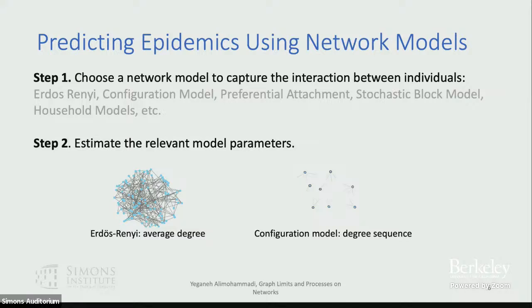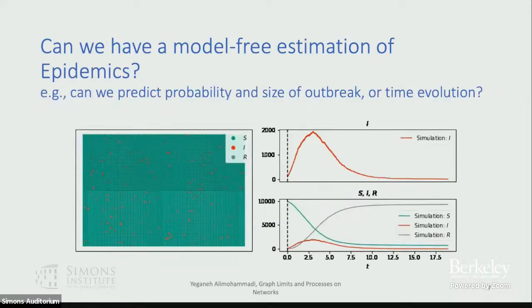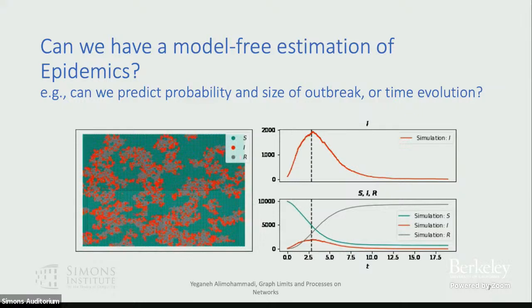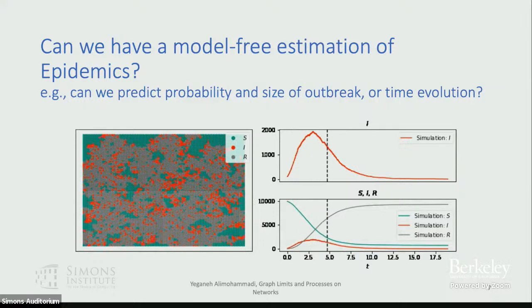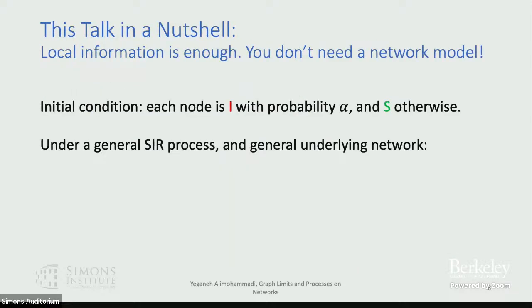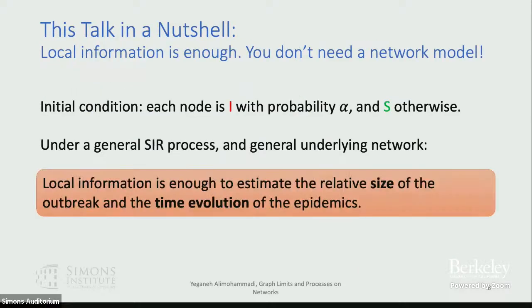So the main question we are asking here is: can we have a model-free estimation of epidemics? For example, predicting the probability, the size of an outbreak, or the whole time evolution without really assuming the network model. In a nutshell, I'm going to say that under some conditions this is true. Only local information about the network is enough to get the whole time evolution of the SIR process, and you don't need to know the network model.